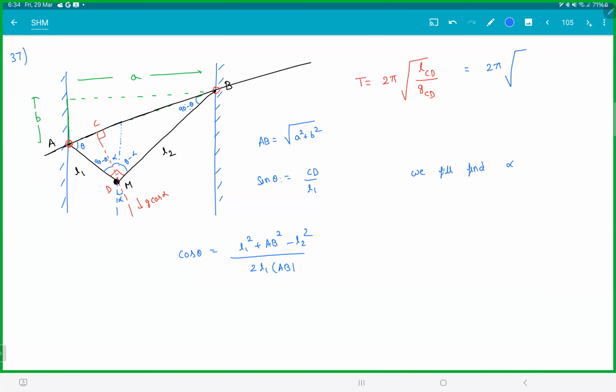This will be 2 pi root over that length CD that I found, divided by g cos alpha. Get cos alpha from somehow. Let me know how you got it. So why do you need alpha? How will g cos alpha come? It's a small angle, so you just write it as one.